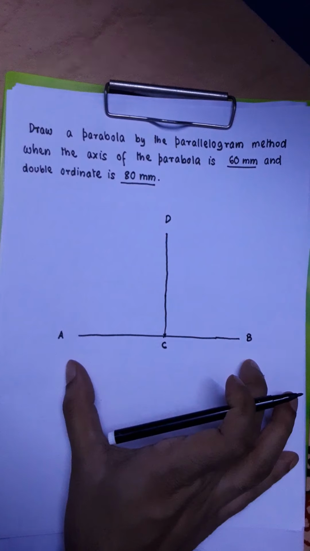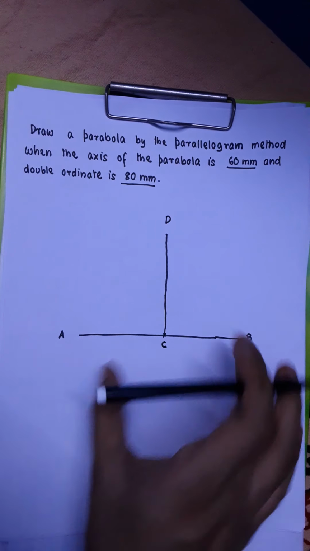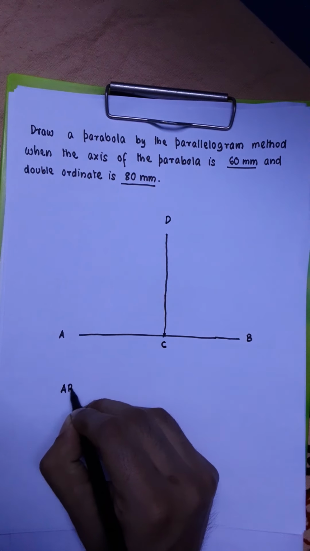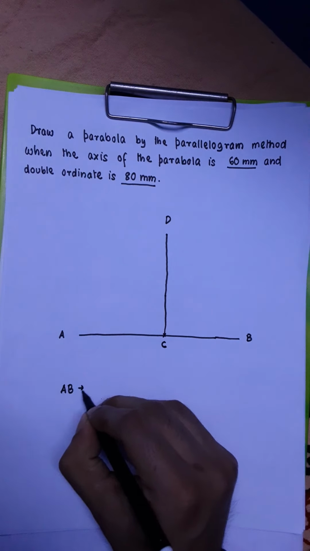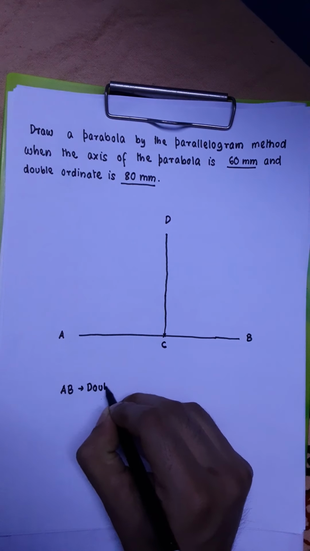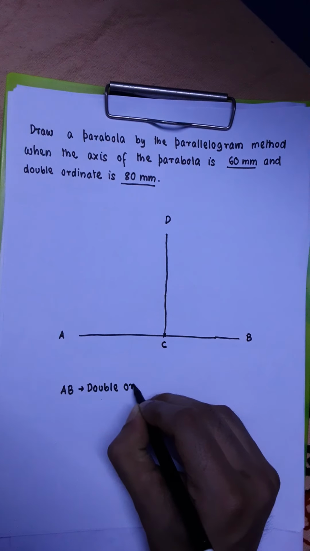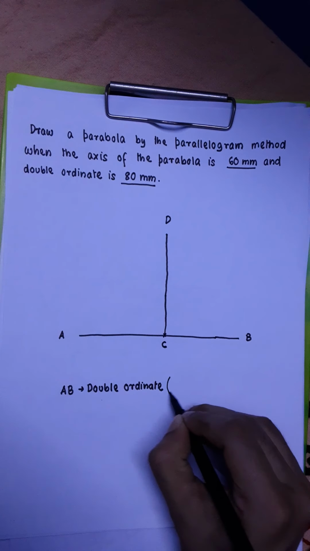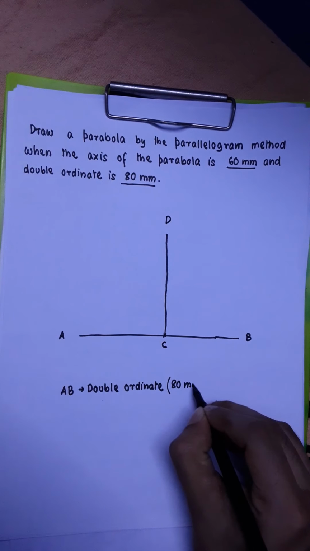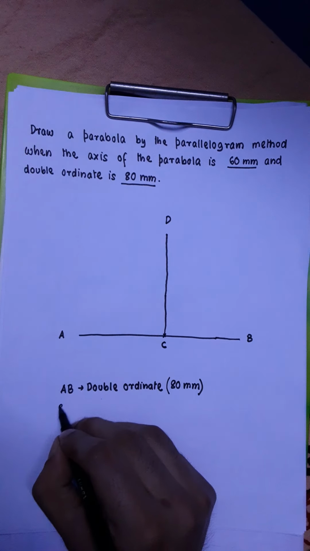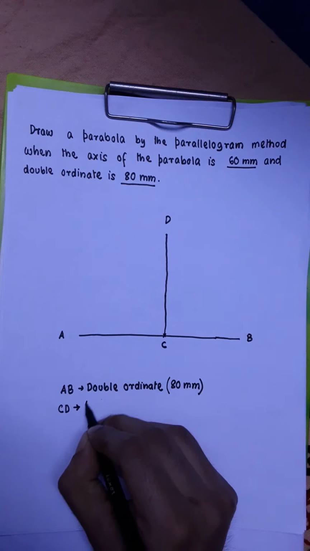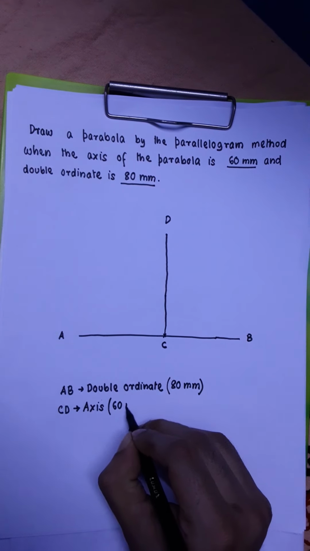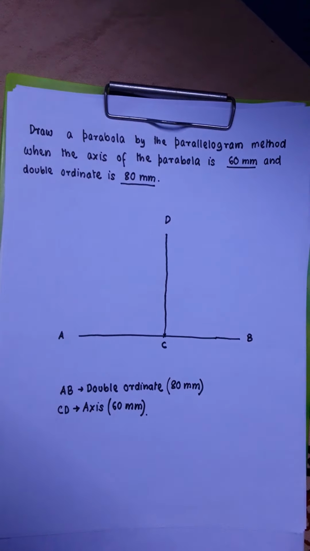So this is the double ordinate which is given as 80 millimeter, and this is the axis which is 60 millimeter. So AB is the double ordinate whose length has been given as 80 millimeter, and CD is the axis whose length has been provided as 60 millimeter.